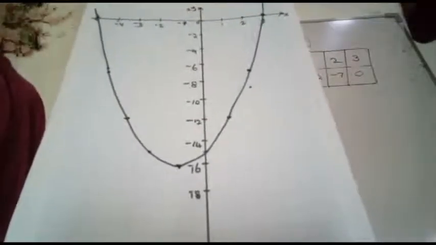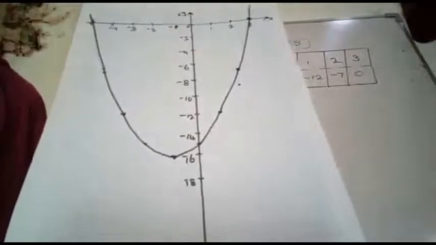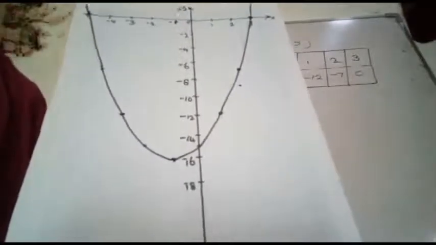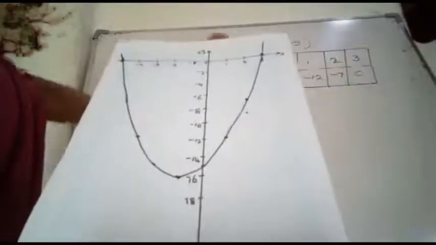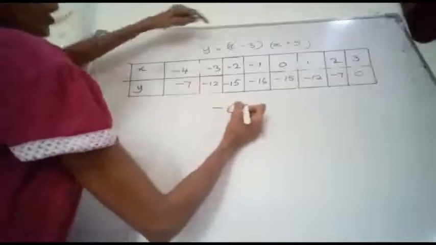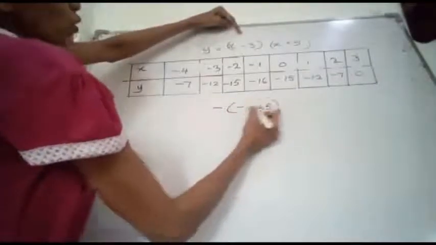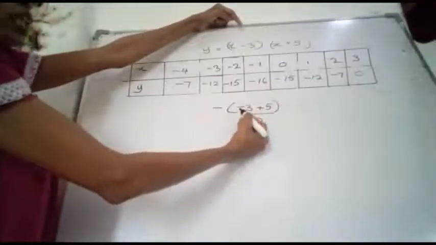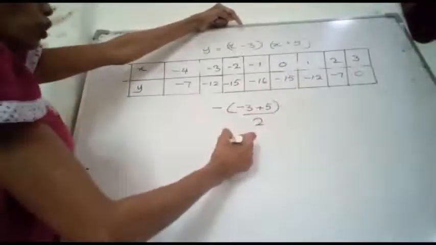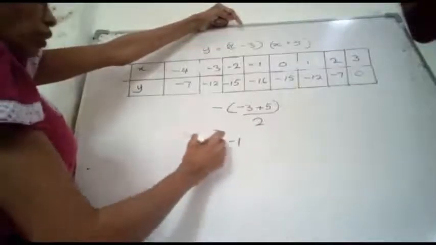The equation of the axis of symmetry is x = -(-3 + 5)/2 = -2/2 = -1. So x = -1.